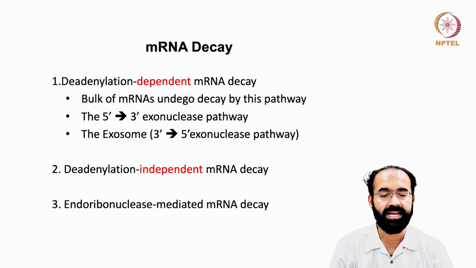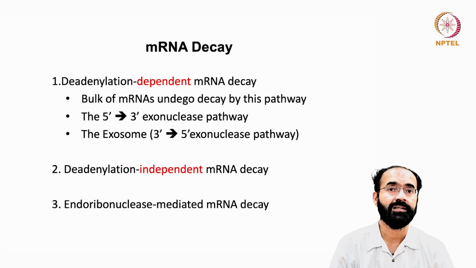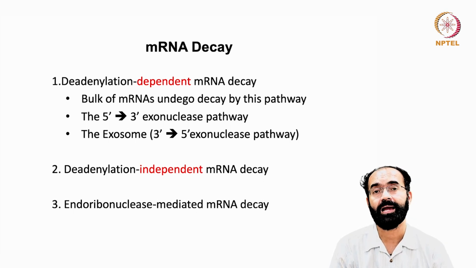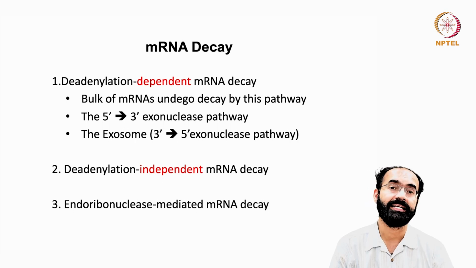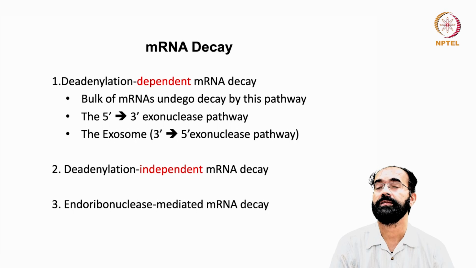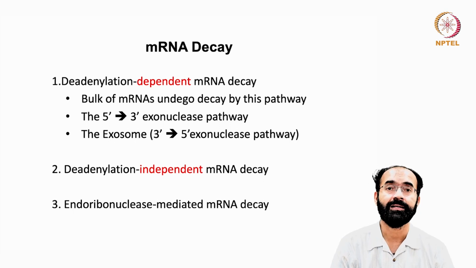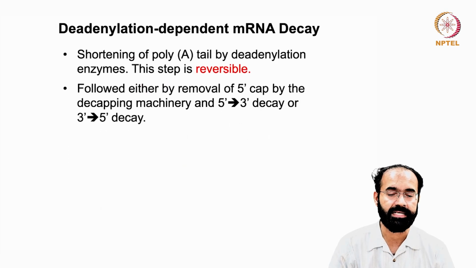And deadenylation-independent means the poly A tail is intact, but still some specific decapping enzymes come into the picture, and it can cause the degradation of the RNA population. And even if both these ends are intact, an endonuclease can come right in the middle and cause the degradation.